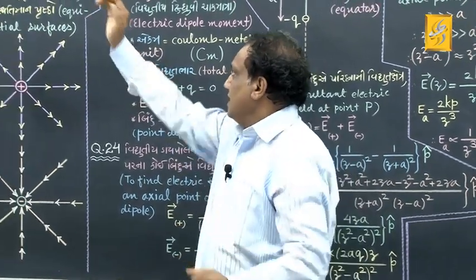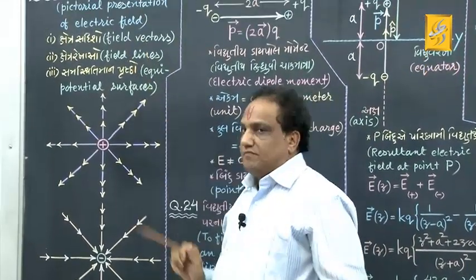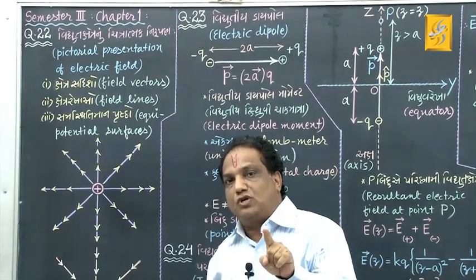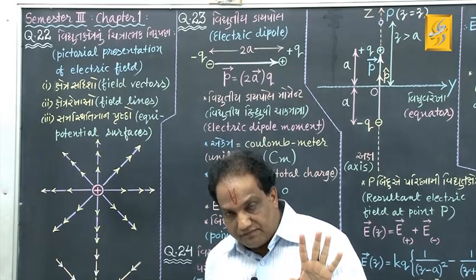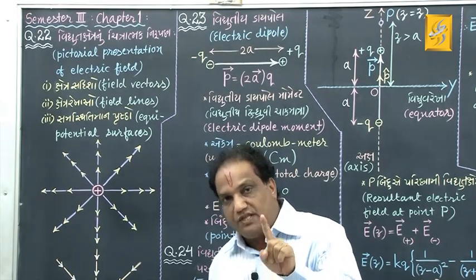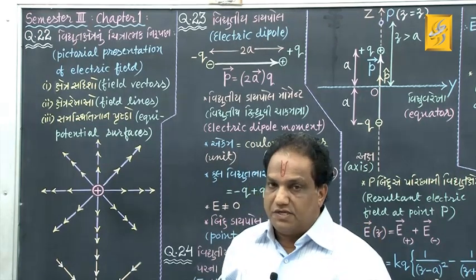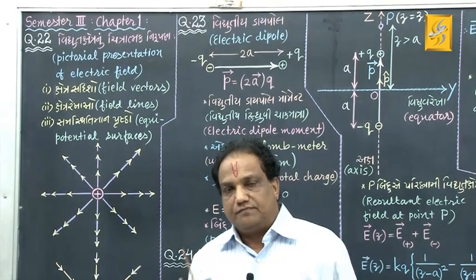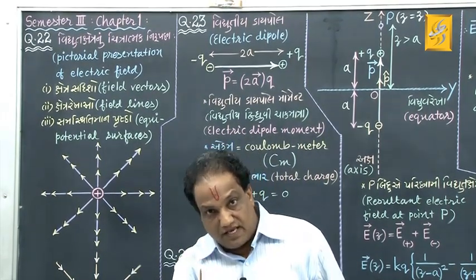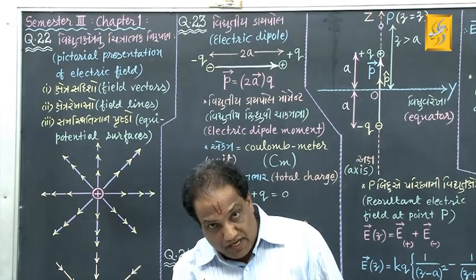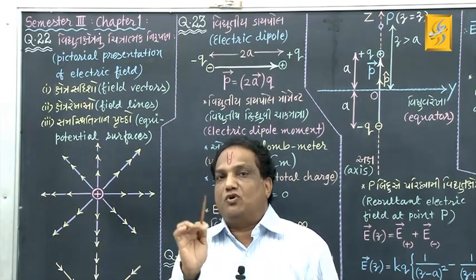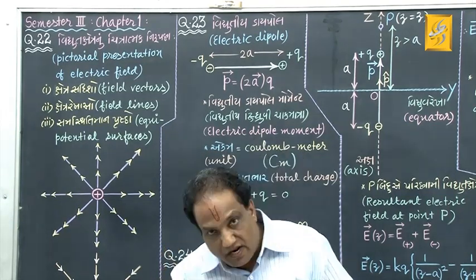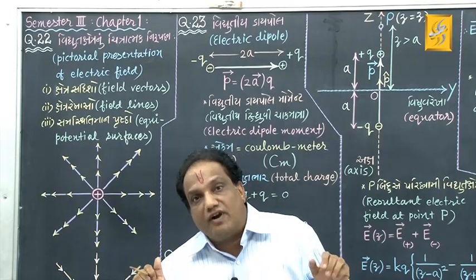Look, electric field vector is that vector whose length is directly proportional to magnitude of electric field and which is always shown in the direction of electric field. Such a vector is called electric field vector. I repeat, a vector whose magnitude is directly proportional to magnitude of electric field and whose direction is in the direction of electric field is called electric field vector.